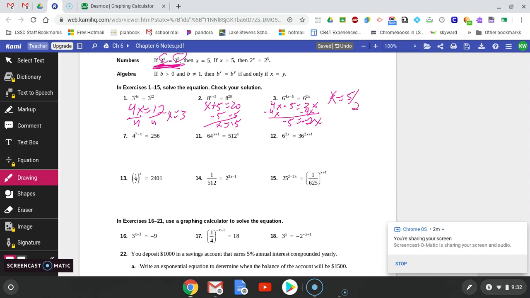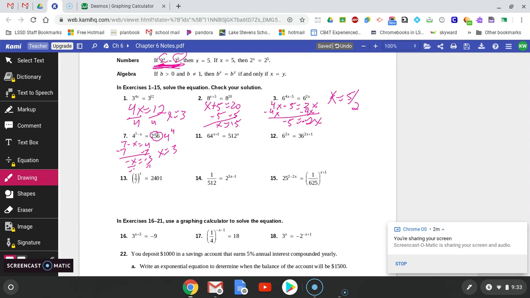Okay, but when we look at the next one, they don't have the same base. If they don't have the same base, I can't use this rule until I have the same base. So 256, I can actually rewrite 256 as 4 to the 4th power. And now they have the same base. They both have a base of 4, so I can set the exponents equal to each other. So 7 minus x is equal to my 4. If I subtract my 7 over, I get negative x is equal to negative 3, and when I divide both sides by my negative 1, I get x is equal to 3.